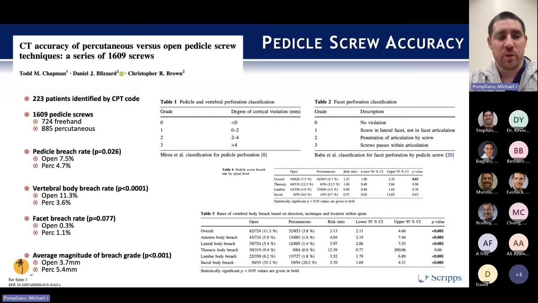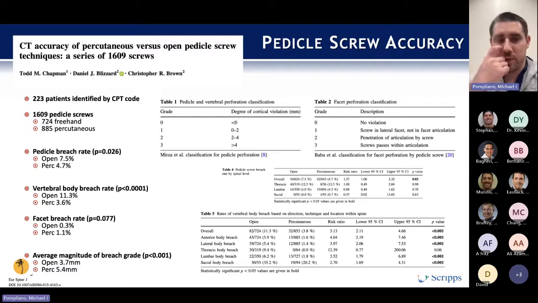The average magnitude of the breach was also less on the open, which to me indicates that once you are lost, if you continue and you're not really sure exactly where you are, you're not confident in your location, it's easier to propagate a minor error into a more major error. So a larger magnitude of breach with the percutaneous technique. And then that's just going over on the right some of those images, what their classification was as far as degree of cortical violation for grade 0, 1, 2, and 3, and then their facet perforation as well.